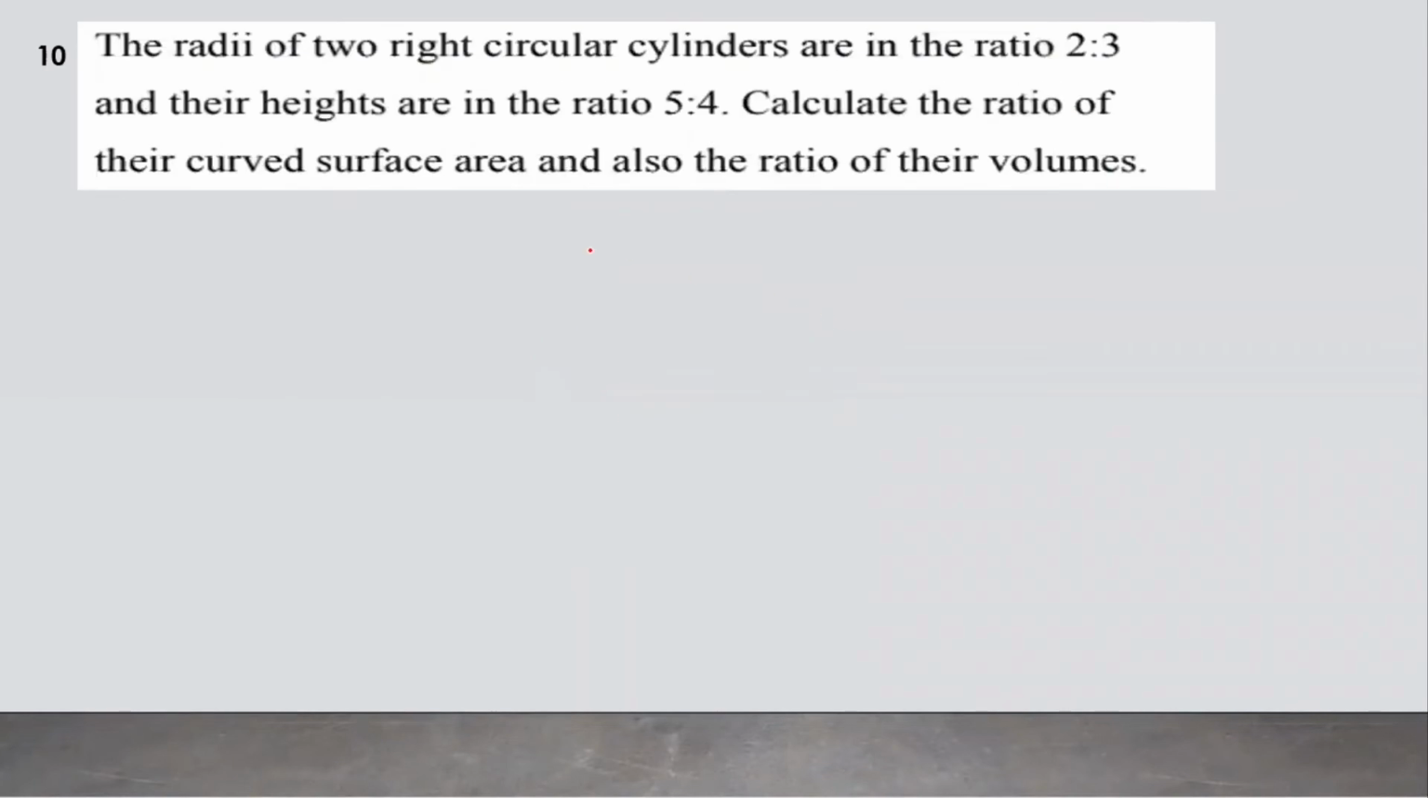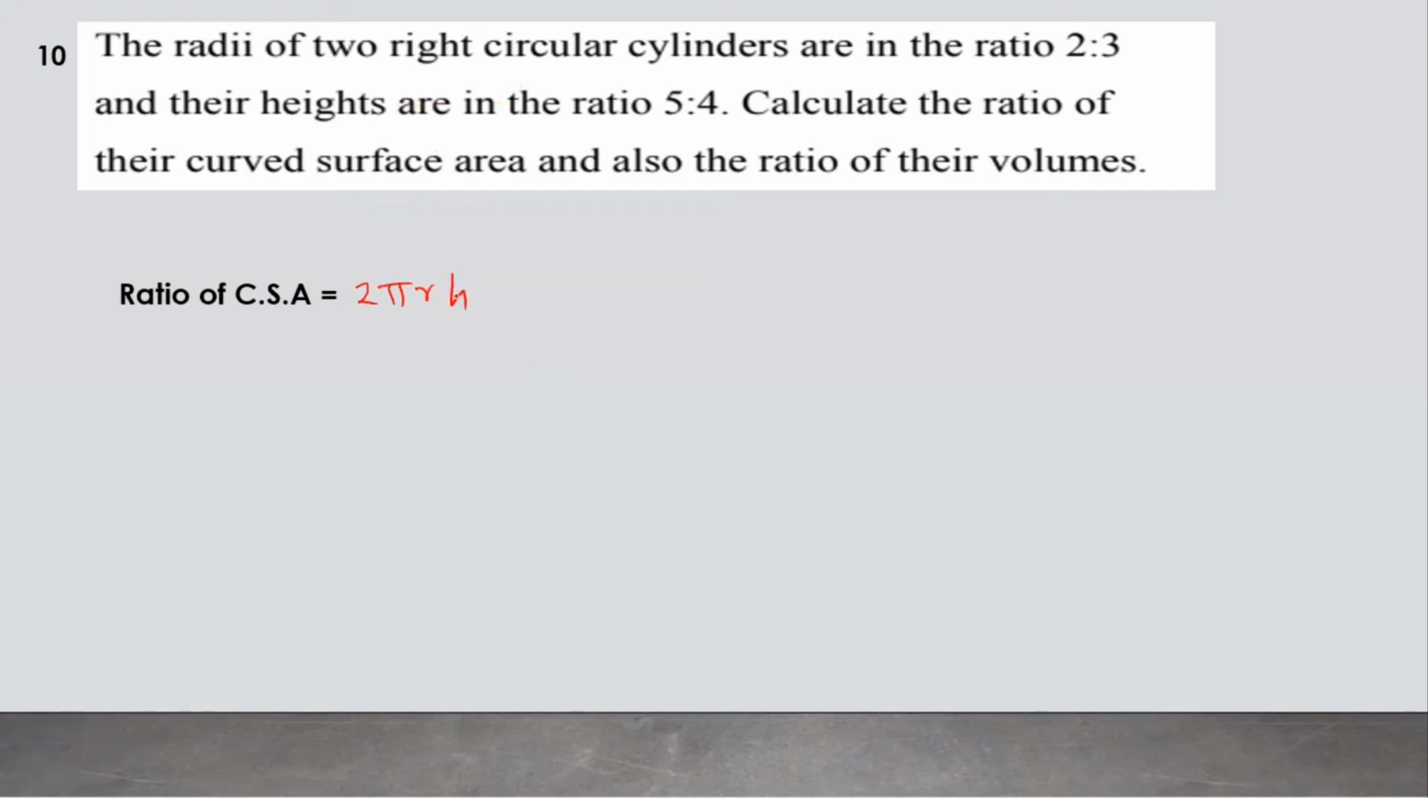Okay. Now, the radii of two right circular cylinders are in the ratio 2:3 and their heights are in the ratio 5:4. Calculate the ratio of their curved surface area and also the ratio of their volumes. Now the ratio of curved surface area. What is the formula for the curved surface area of a cylinder? So curved surface area of a cylinder is 2 pi r h. Okay, so this is the formula.